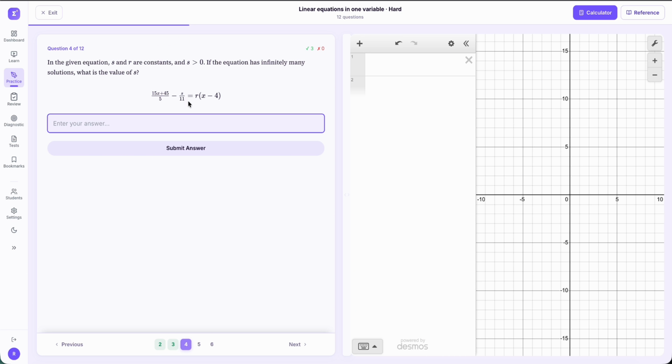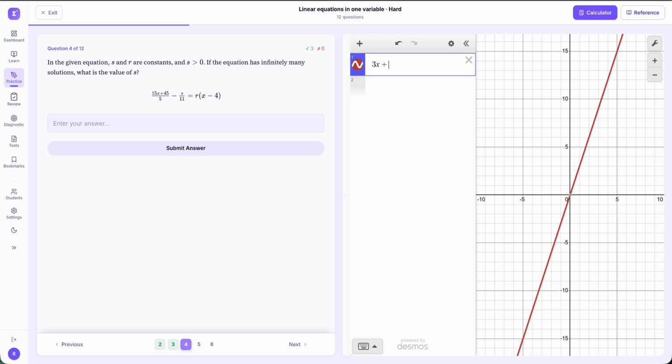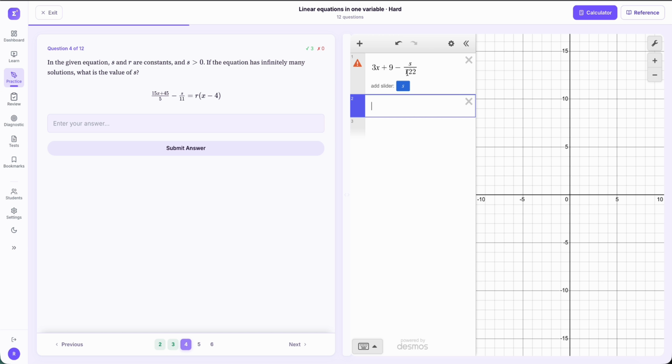So what you can do here is treat the left side as its own equation. You see I can divide this by 5 to simplify it. It would become 3x plus (9 minus s)/11. That's the left side. And the right side, I just distribute r. It's rx minus 4r, right?